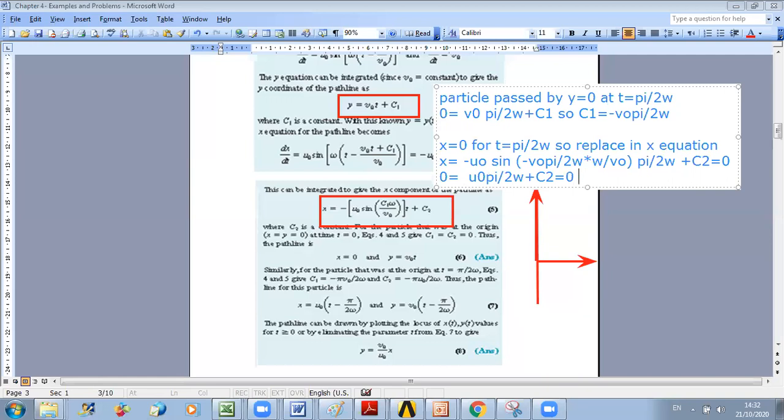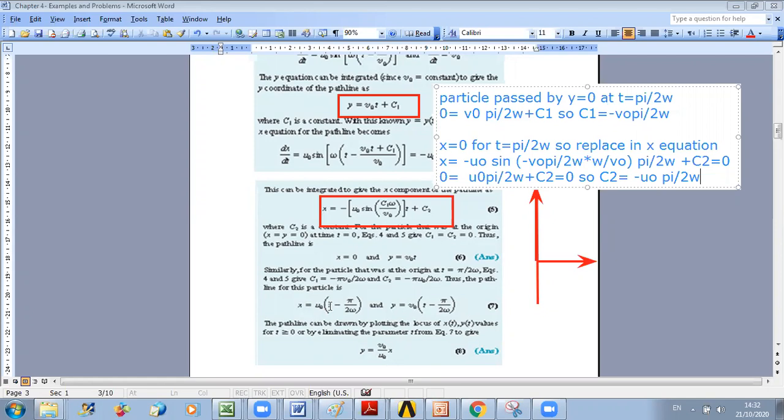So now you can deduce the value of c2. c2 is equal to minus u0 times pi over 2 omega. Okay, and now once you have your constants c1 and c2, you can replace back and you get x as a function of t and y as a function of t. And if you want to find the path line equation, all you have to do is eliminate t between the two equations.